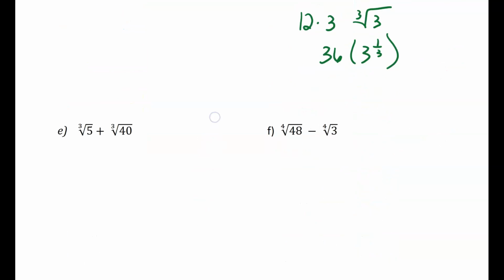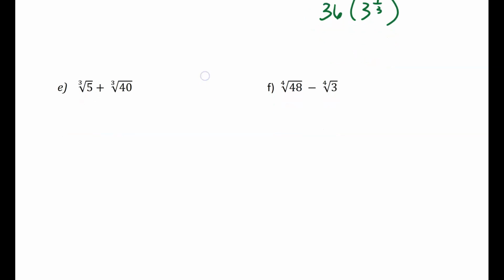Okay. All right, so let's look at E. So first thing I notice is I have the same index, but the radicands are not the same. I cannot simplify the cube root of 5, but can we simplify the cube root of 40? Yeah, I believe so. Okay, so we keep the cube root of 5 because we can't do anything, but the cube root of 40, we can split that into 2 cube root 5. Yes, it's 8 times 5, so we're going to get a 2 out of that. So we have cube root of 5 plus 2 cube root of 5.